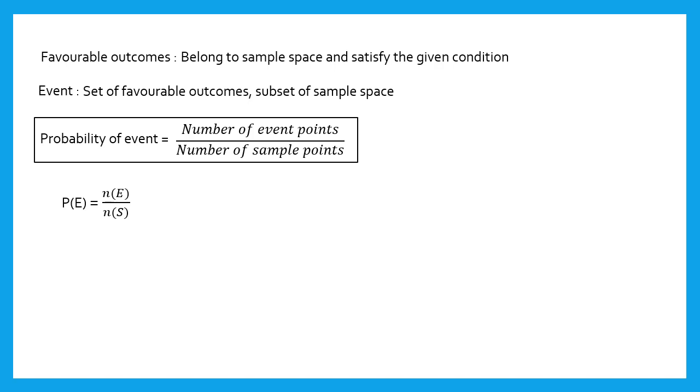If event is denoted by A, then P of A is equal to N of A upon N of S. If event is denoted by B, then P of B is equal to N of B upon N of S. This is the formula to find the probability of any event. Children, now let us find the probabilities of events given in the above example.